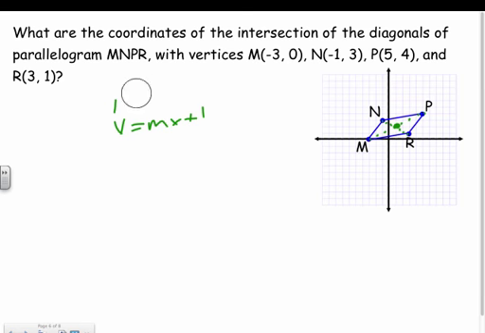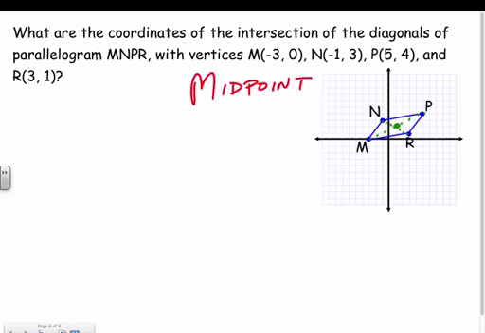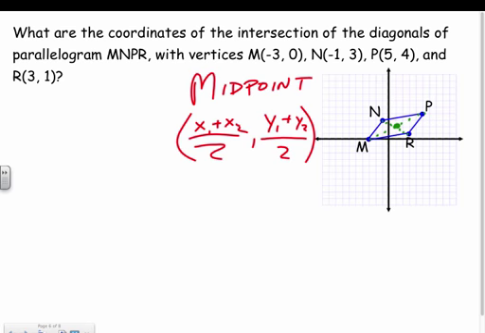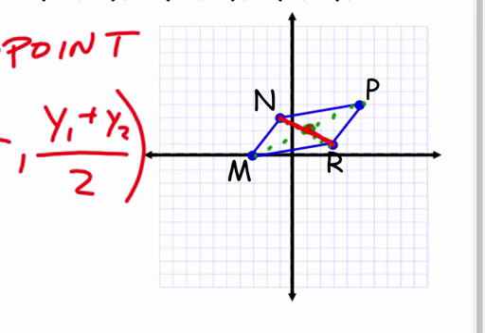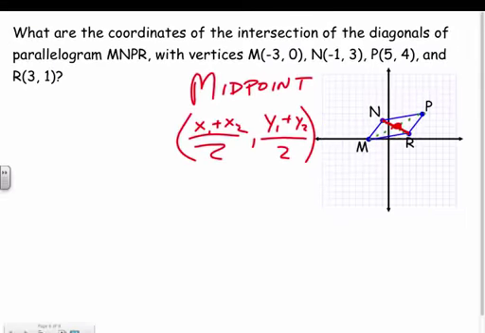Well, what did we say earlier? The intersection is also the midpoint, isn't it? And how do you find the midpoint of two points? Just the average of the x's, right? And the average of the y's. So you basically add the x's, add the y's, divide by 2. So I can find the midpoint. Just pick two of the points to find the midpoint. So if I find the midpoint of NR, that should be where they meet. Okay?